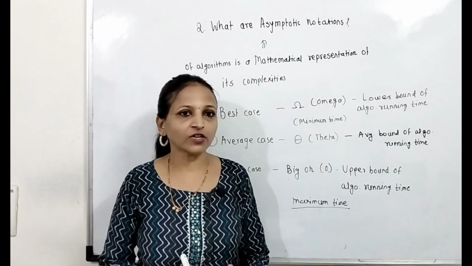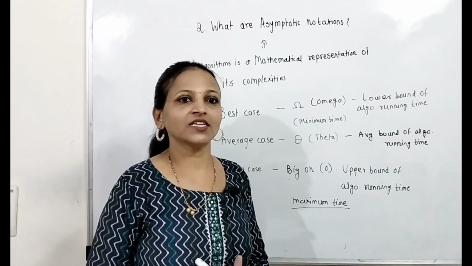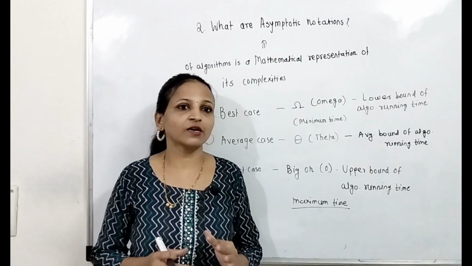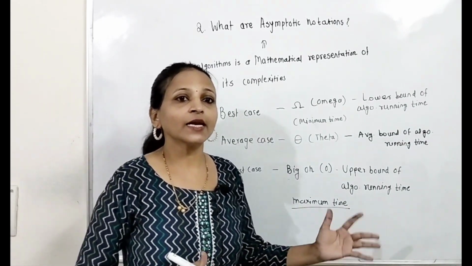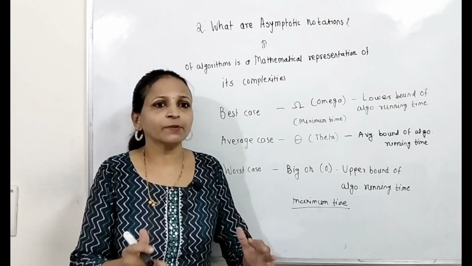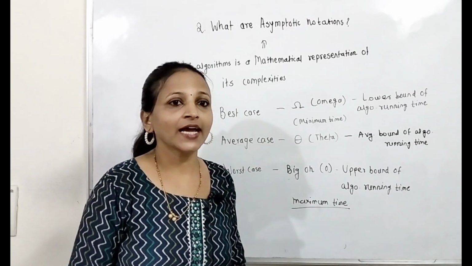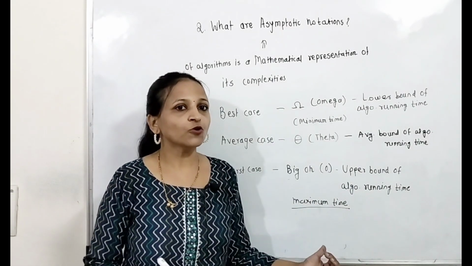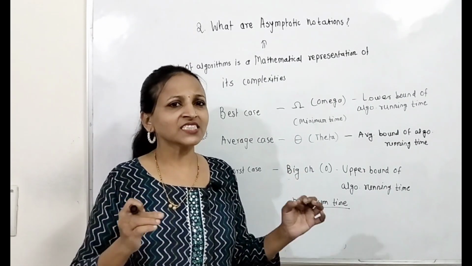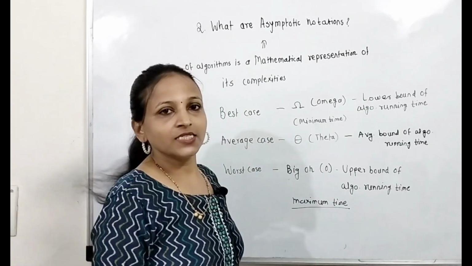asymptotic notations of an algorithm are nothing but a mathematical representation of the algorithm's complexities. The best case time complexity, the minimum time taken by an algorithm for its execution, can be represented with the help of omega notation. Average case time complexity, the average time taken by an algorithm for its execution, can be represented with the help of theta notation. And big O notation is for worst case time complexity, the maximum time taken by an algorithm for its execution. Getting? These are the three asymptotic notations.